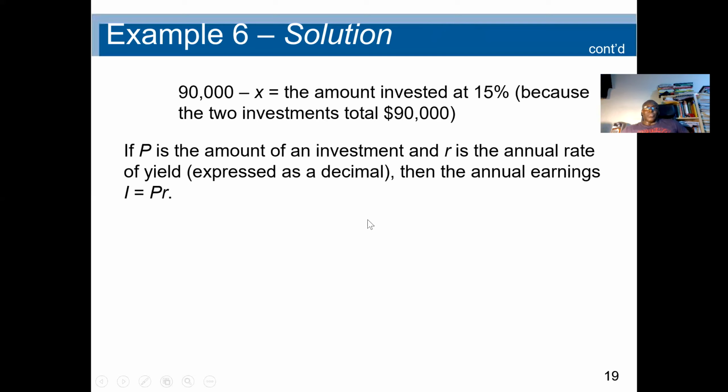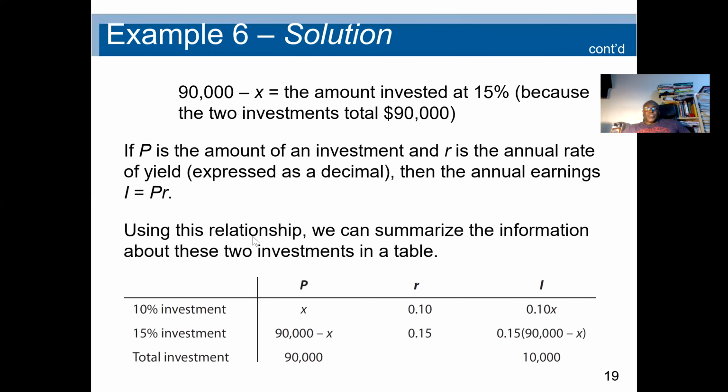Now, if P is the amount of investment and R is the annual rate of yield, expressed as a decimal, then the annual earnings will be P times R. So using this relationship, we can summarize the information about these two investments in a table. We have 90,000 minus x for 15%. The total investment, of course, is 90,000. The 10% investment, we don't know yet, so we represent it with x. Then the rate was given to us for each.